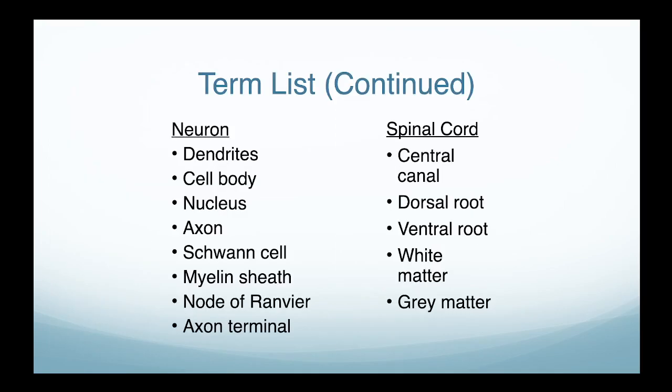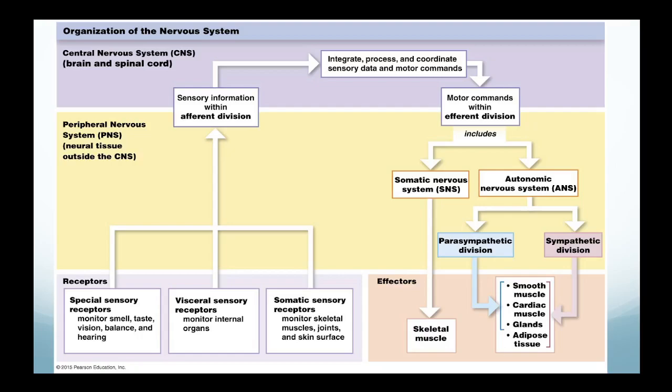Other terms that you need to know are going to be the subcomponents of a neuron, so that's going to be the dendrites, the cell body, the nucleus, axon, Schwann cells, myelin sheaths, nodes of Ranvier, and axon terminals. And hint, those may or may not show up on your midterm or final exam. So keep that in mind. And then we're going to talk about the spinal cord, the dorsal versus ventral root ganglia, as well as the white matter versus gray matter.